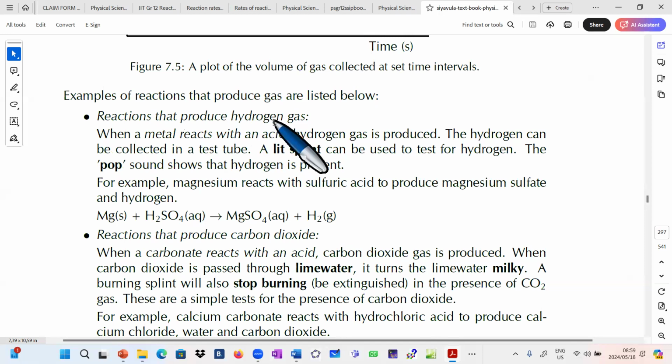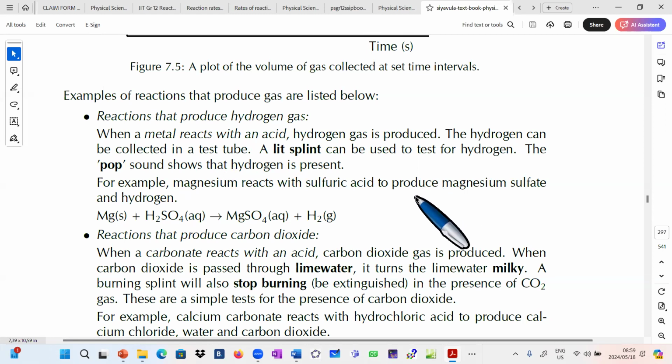Reactions that produce gas, like hydrogen gas. When a metal reacts with an acid, like we saw, the metal was magnesium ribbon reacting with an acid, hydrochloric acid, HCl, and hydrogen gas is produced. The hydrogen can be collected in a test tube. A lighted splint can be used to test for hydrogen. So you can take a wooden splint, right? The pop sound shows that hydrogen is present.